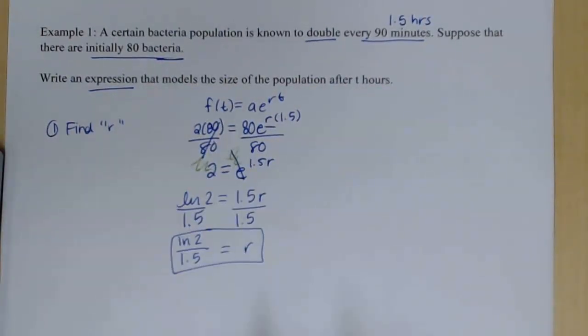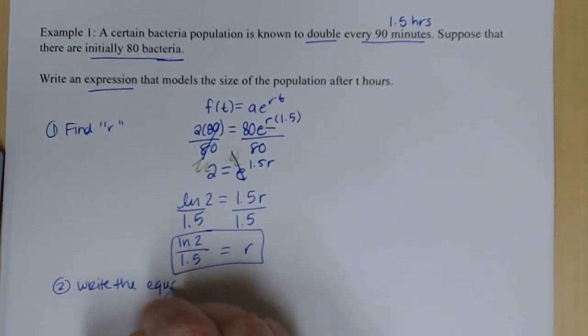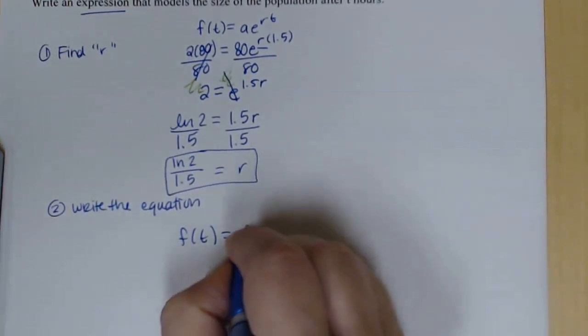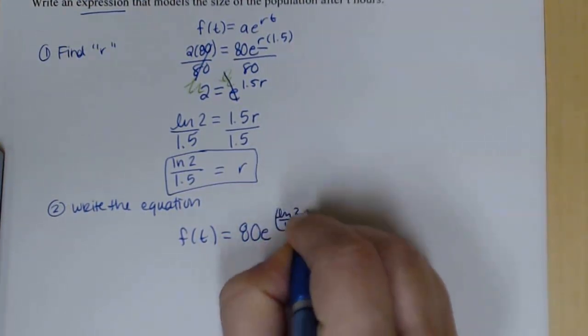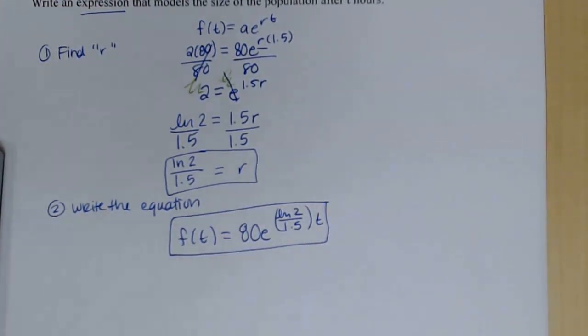So write an expression that models the size. So step 2, we're going to write the equation. So my equation would be f of t is equal to 80 e to the (ln2 over 1.5) t. So now if you ask me any given question, after so many hours, how much bacteria would there be? I can just plug in for t, go slowly using my calculator, and then finally get what that value would be. Again, I don't want to use the rounded value of R. I want to make sure I use exact values so that I'm not rounding the whole way. The only time I want to round is in the very end of the problem when I'm stating an answer.